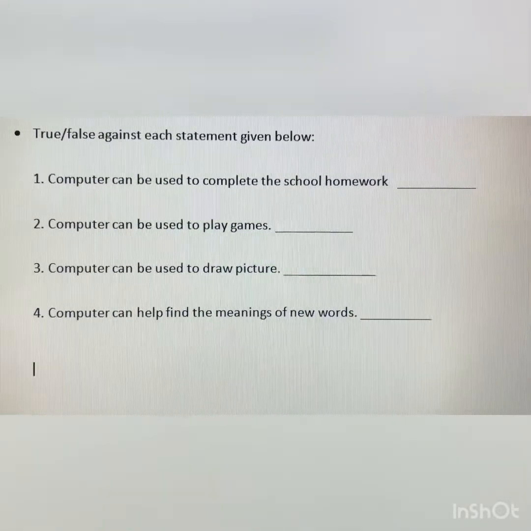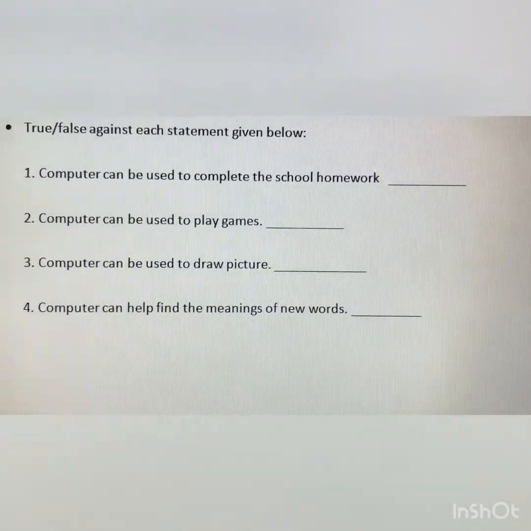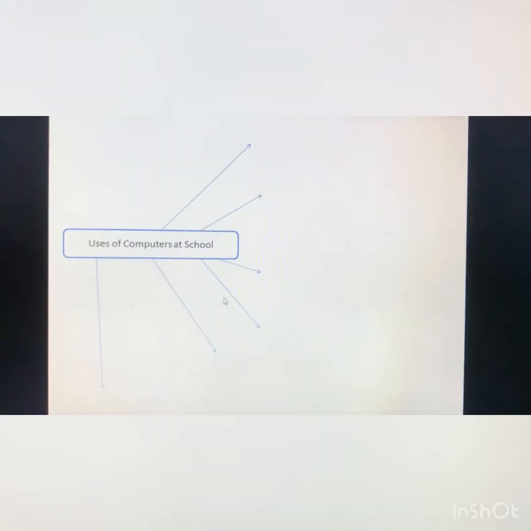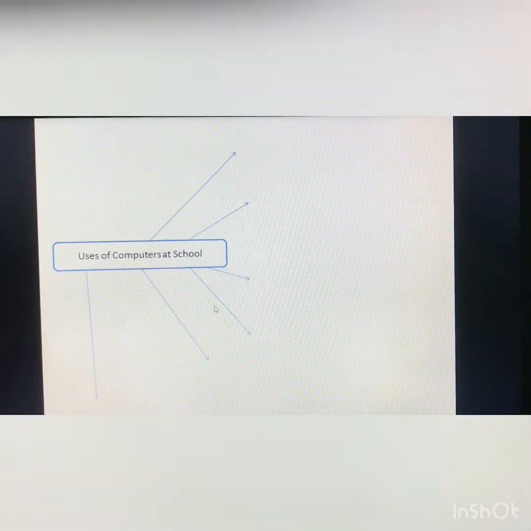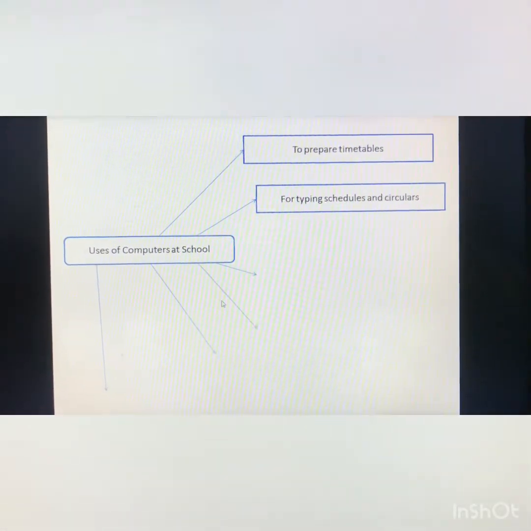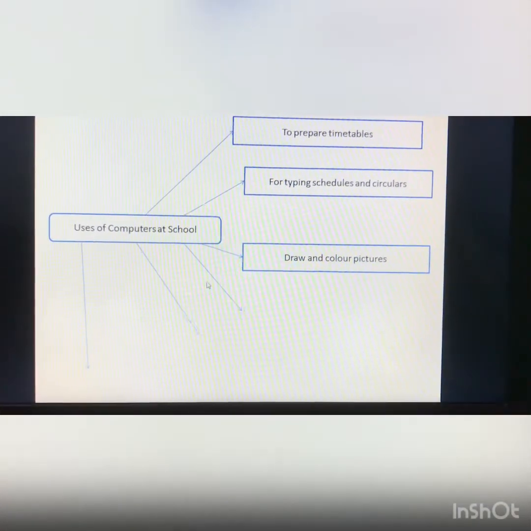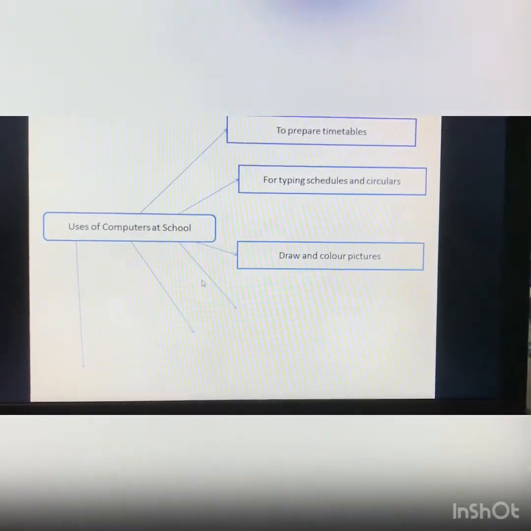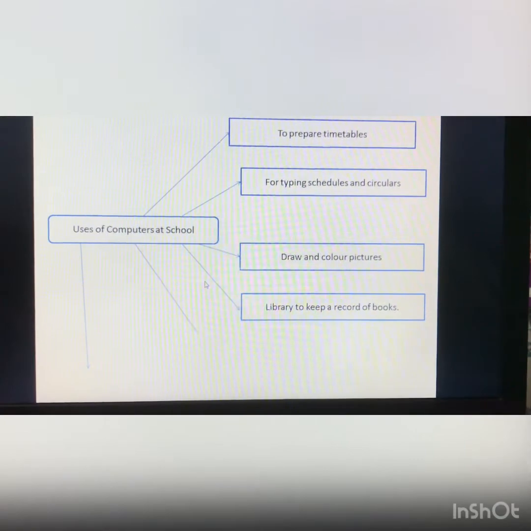Now we are going to learn something new, that is, computer use at school. How are computers used at school? You have all seen our teachers and our school admin office. They are using computers for doing their work. Computers are used at school to prepare timetables, to type circulars and schedules, to draw and color pictures as you all do in the computer lab, and to keep library records of books. If you want to bring a book from the library, the book record will be kept in the computer.